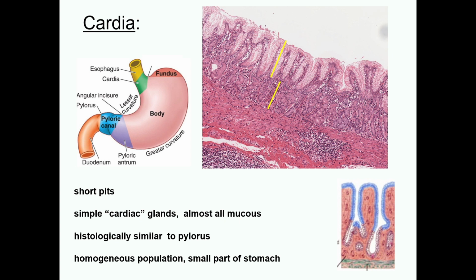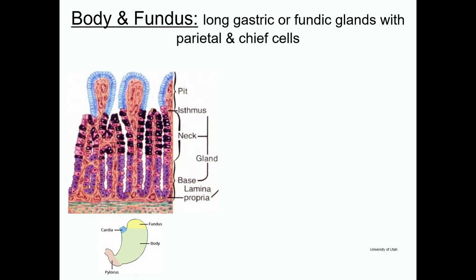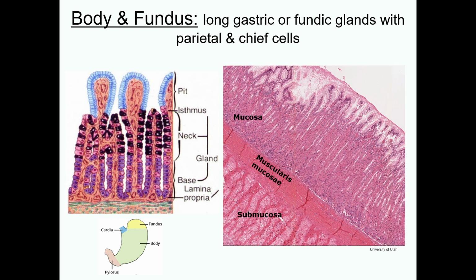The cardia functions to take in the bolus and pass it to the body and fundus, while the pylorus transfers the chyme to the duodenum, but the length of the glands and the length of the pits are different. The body, or the fundus, is the most histologically different of the three regions, and thus the easiest to recognize. In the body fundus, the gastric pits are quite short, while the glands are very long.